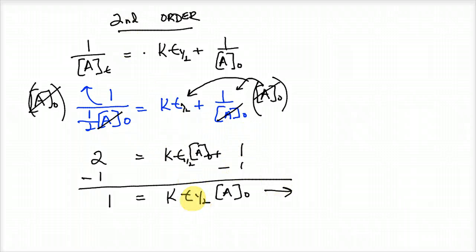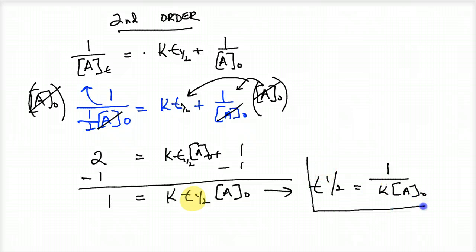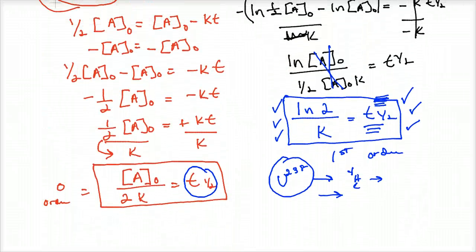Everything else goes to the bottom, and we get t to the 1/2 for second order is equal to 1 over k times the concentration A naught. And that is our second order. Notice its half-life, the amount of time it takes for half of its original concentration to be gone, is dependent upon the concentration, but 1 over the concentration times k. If you look at our other derivations, for zero order it was the original concentration over 2 times k that was dependent upon that half-life, whereas first order does not depend on the concentration. This is the one they love to pick on.